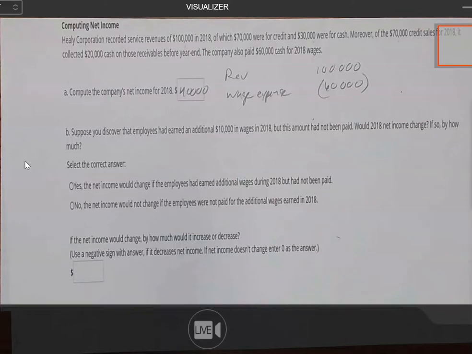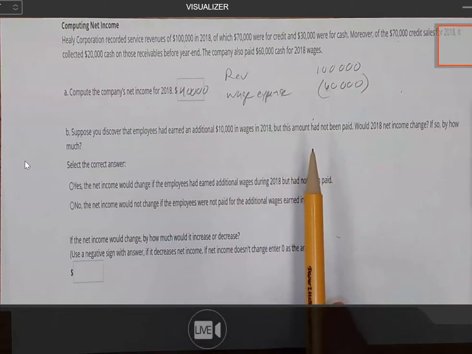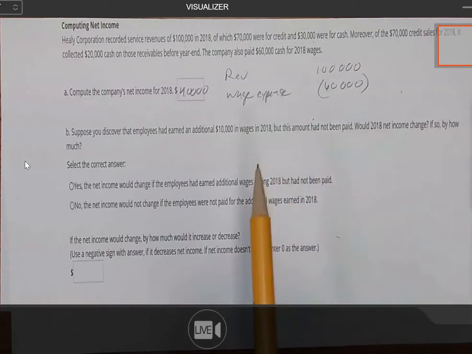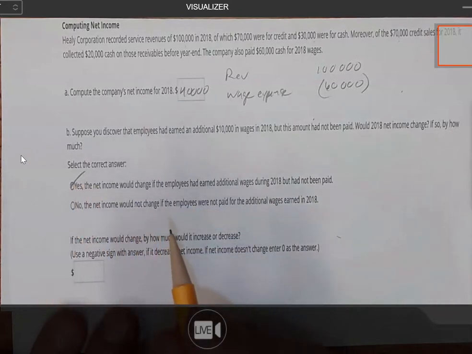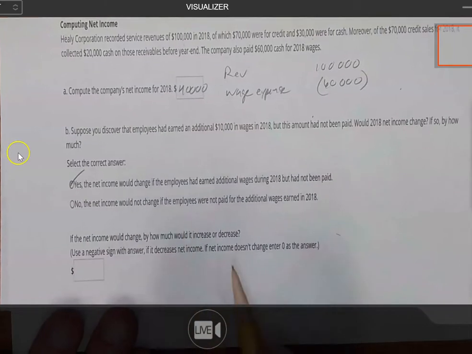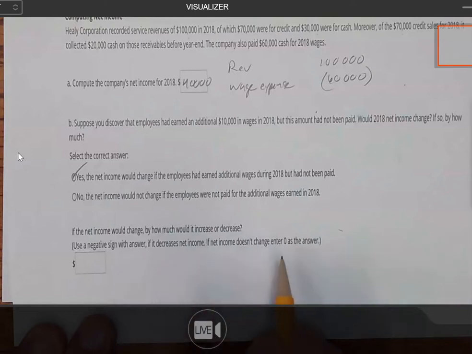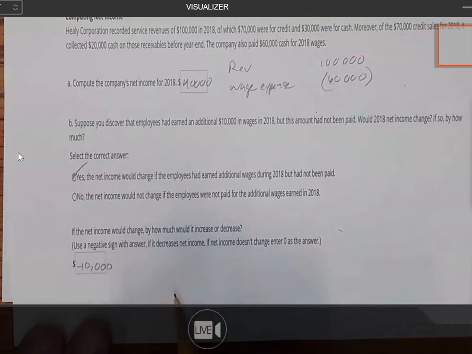Okay. B, it says, suppose that you discovered that employees had earned an additional $10,000 in wages in 2018, but this amount had not been paid. Say, for example, it's going to be paid at the beginning of January. Would net income change? Well, the answer is yes, it absolutely would change. And by how much? Use a negative sign if the answer decreases net income. It does, so negative $10,000.